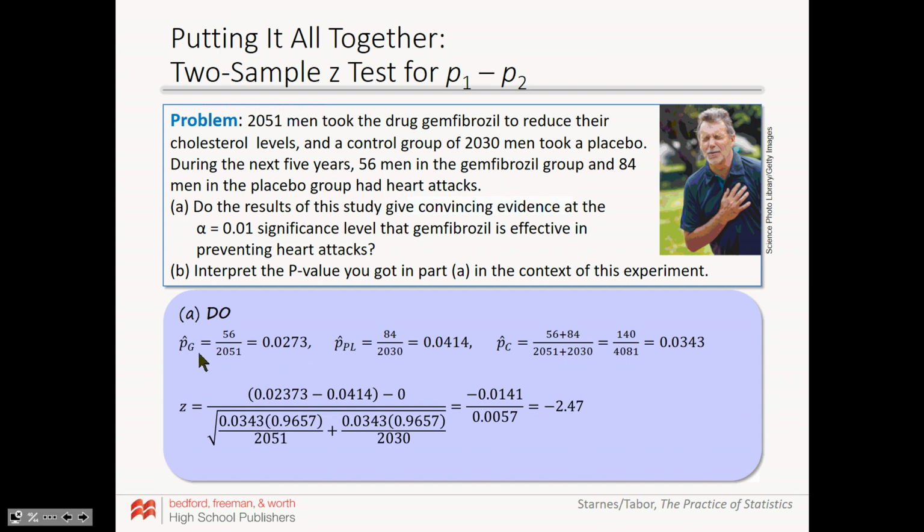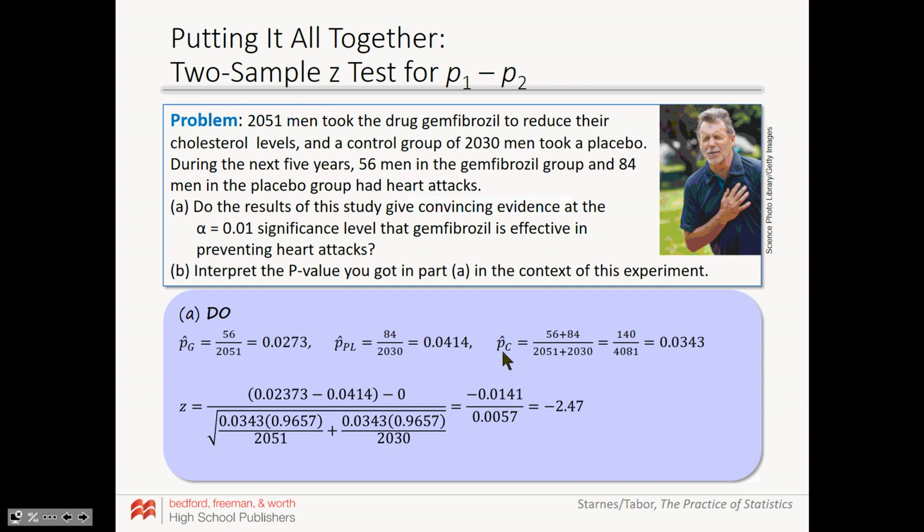But anyway, our p-hat G is 56 out of 2051, or in other words, 0.0273. P-hat placebo group is 84 out of 2030. So look, it looks like there's a difference: 2.73% of men from the treatment group versus 4.14% of men from the placebo group. It looks like there's an improvement, but is the improvement statistically significant? That's the question. Or could it have just happened by chance, in other words, because of sampling variability, that this just so happened to be what happened in this one sample?